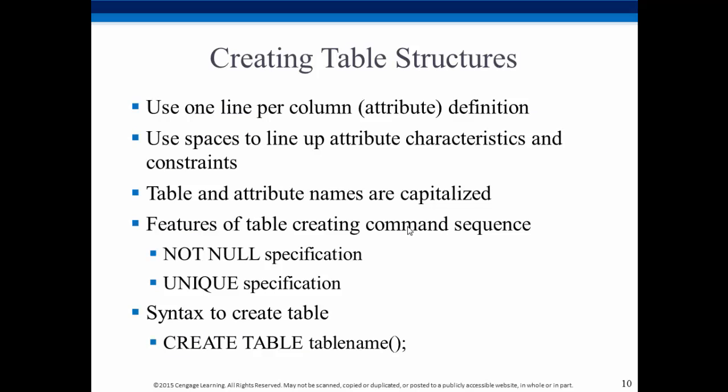And when you're creating your table structures, you use one line per column definition, one attribute. Use spaces to line up attribute characteristics and constraints. Table and attribute names are always capitalized by convention. Features of table creating command sequence: not null specification and unique specification. You have to specify whether it's the primary key or not and that sort of thing. Syntax to create a table is create table, table name, open and close parens, which could have all of your attributes inside, and closing semicolon.